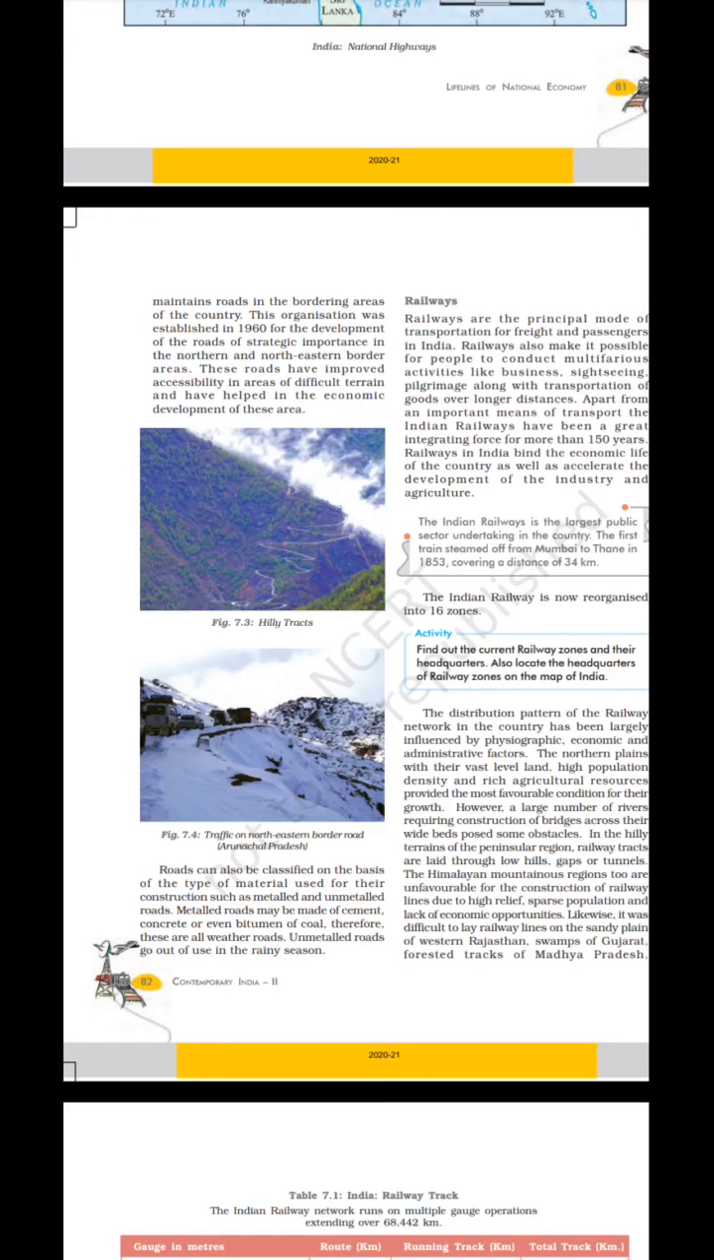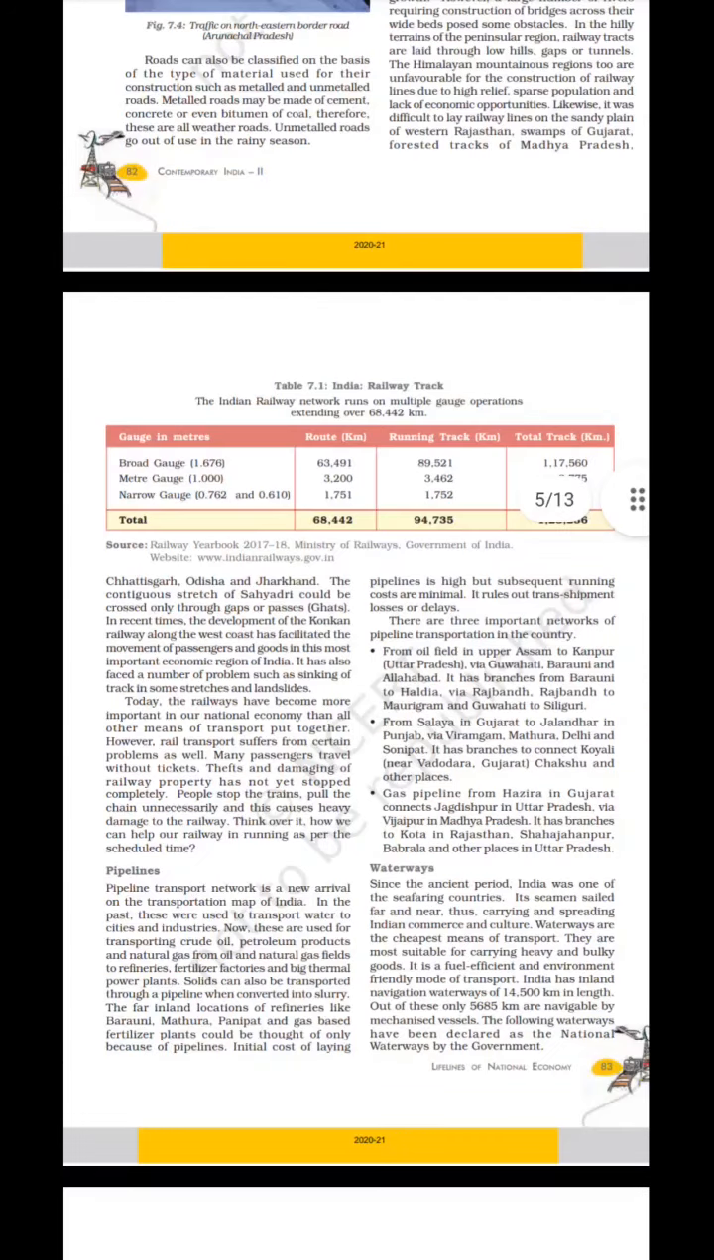The Himalayan mountain regions too are unfavorable for the construction of railway lines due to high relief, sparse population, and lack of economic opportunities. Likewise, it was difficult to lay railway lines on the sandy plain of western Rajasthan, swamps of Gujarat, forested tracts of Madhya Pradesh, Chhattisgarh, Odisha, and Jharkhand. Take a look at table 7.1, Indian Railway Track.